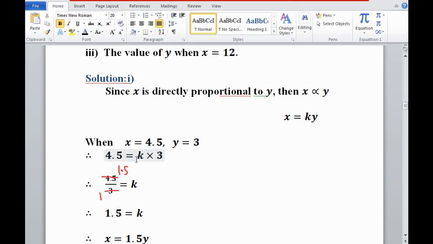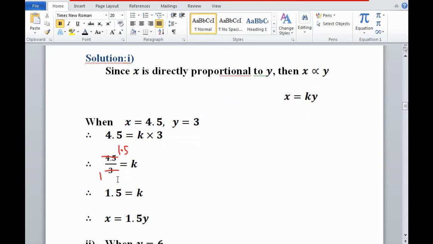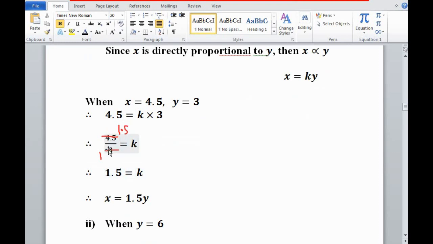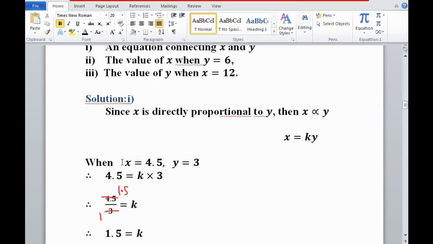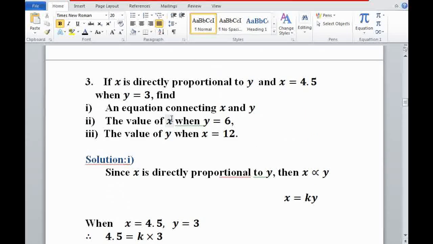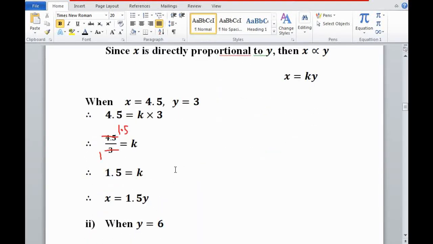Since we are finding k, this equation becomes k equals 4.5 upon 3. Okay, let's divide 4.5 by 3. 3 times 1 is 3, and 3 times 1.5 equals 4.5. So the value of constant k is 1.5. Therefore, the required equation connecting x and y is x equals k, which is 1.5, and y as it is. So x equals 1.5y is the required equation.